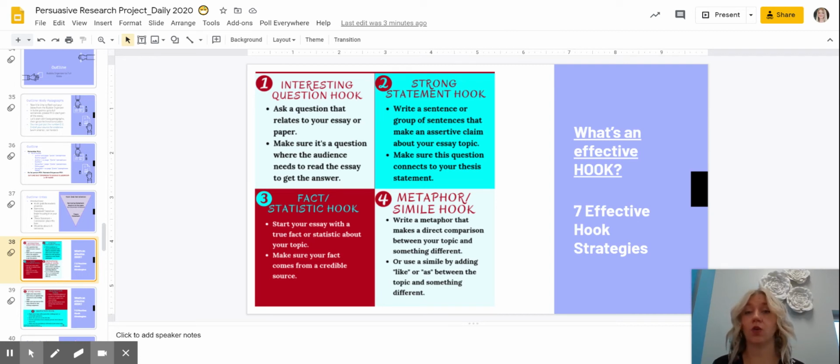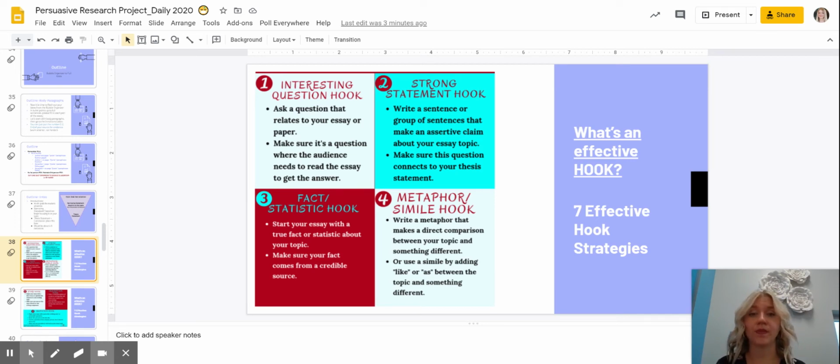You could do a fact or a statistic hook. Start your essay with a true fact or statistic about your topic. This might be some research from your paper. Make sure you cite it, okay? And it has to come from a credible source. That's why you want to have that citation. Now, don't just plop the quote in there or the paraphrase with the citation and leave it hanging. Again, let us know, what is it about?